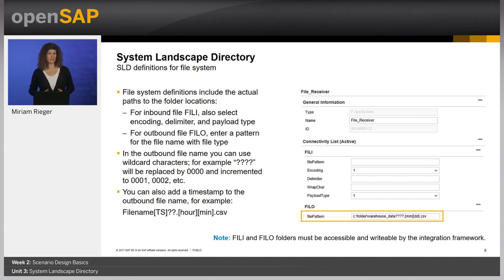You can use wildcard characters, for example, the question marks, as you can see here, which will be replaced by numbers, as you can see here on the slide with the 5 zeros. This will be incremented each time the step runs, so that a previous file is not overwritten. You can also add a timestamp to the file name.